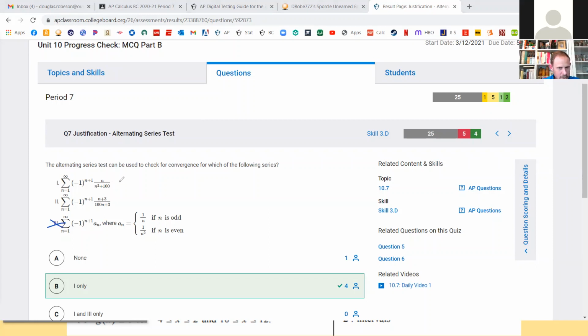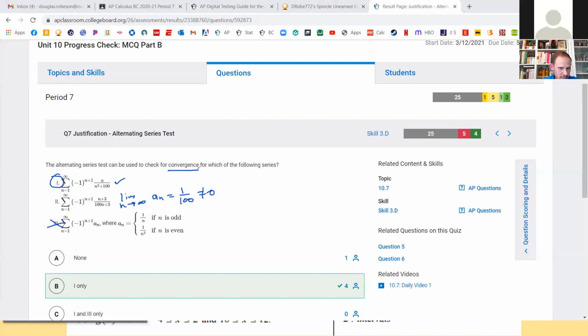This guy, let's see, the limit goes to 0. It's alternating, it's decreasing. So this guy looks like he's going to work. This guy, let's see, he's alternating. Ooh, but if we take the limit here as n goes to infinity, it's the same power on top and bottom. We're going to get 1 over 100. That's not 0. So this is not going to converge. It's actually going to diverge.